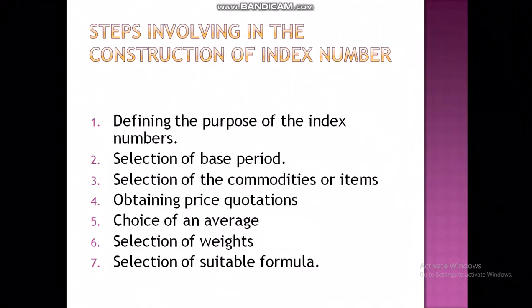The third step in the construction of index numbers is that we need to select the commodities or items. While constructing the index number, we'll take a set or a series of items, and we should make sure that for whichever area or application we are constructing the index number, the items that we have selected complement that. Suppose we are constructing the index numbers for the cost of living, then the items will be like food, school fees, rent, etc.